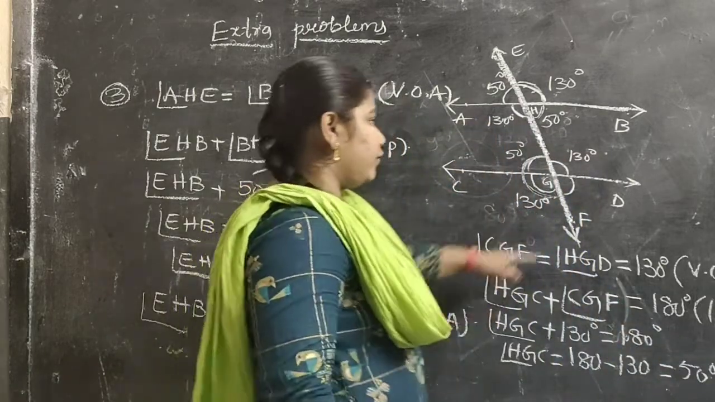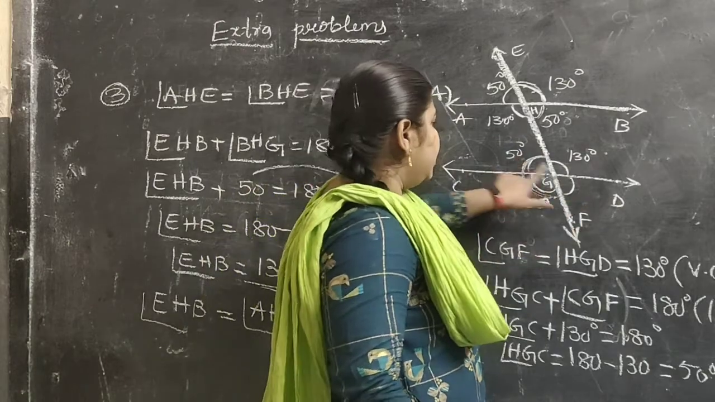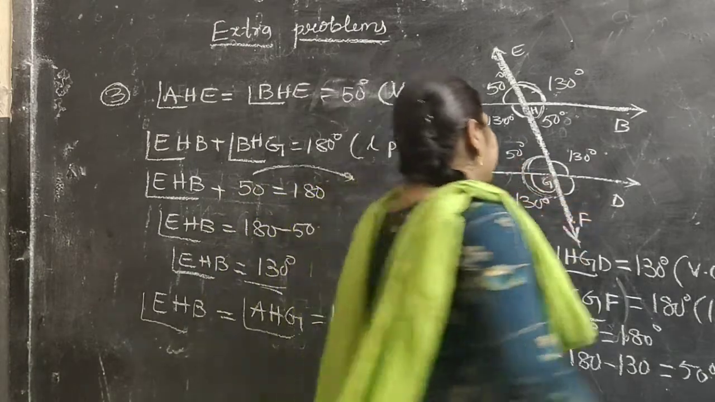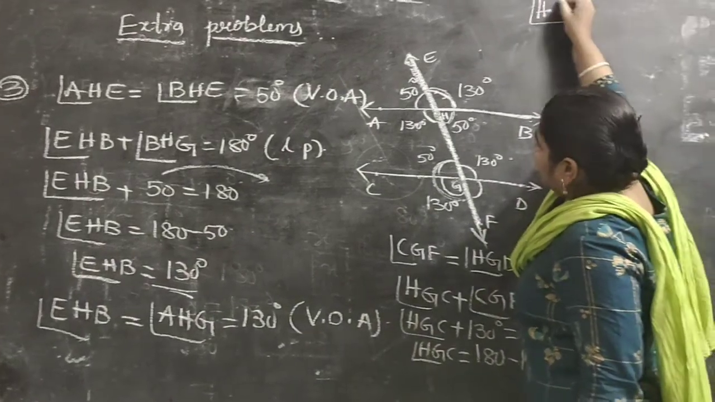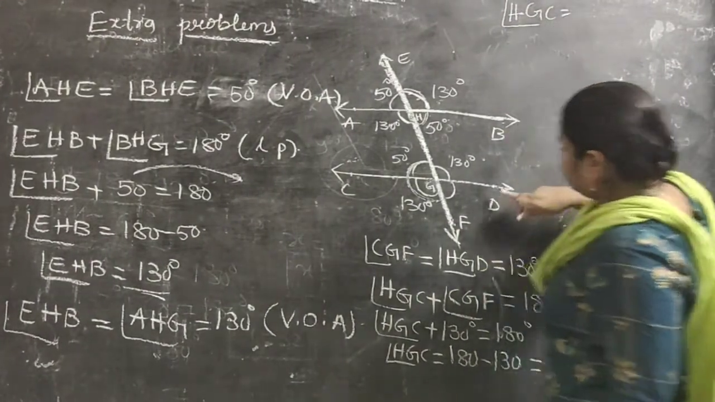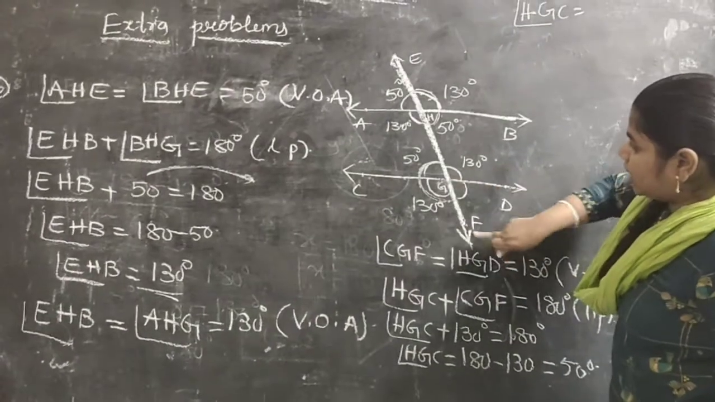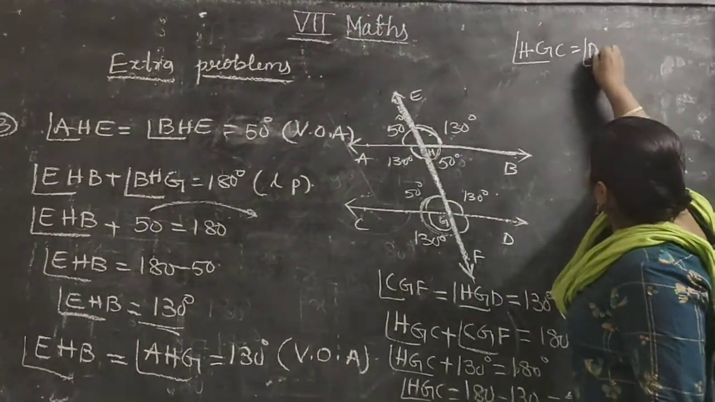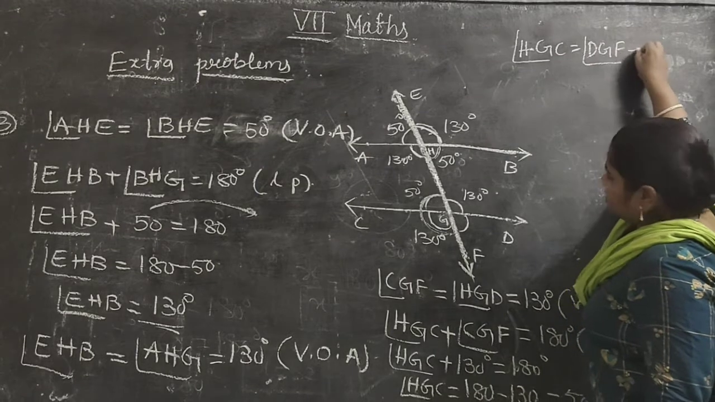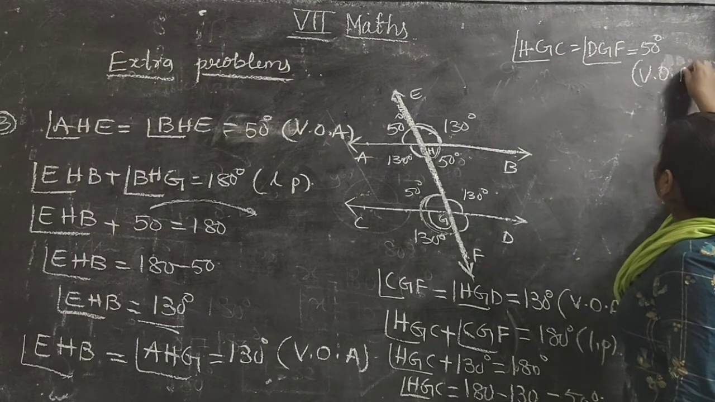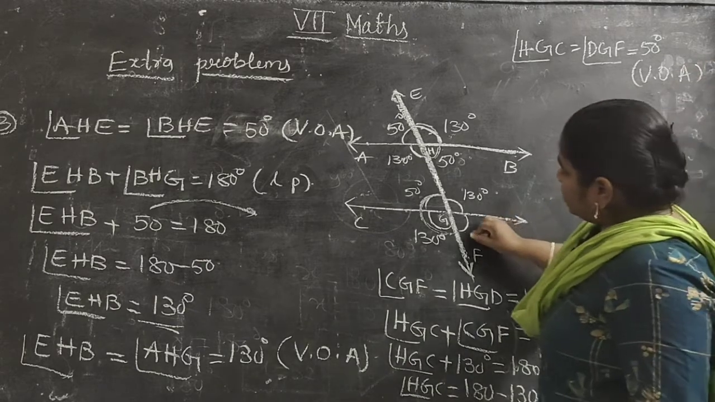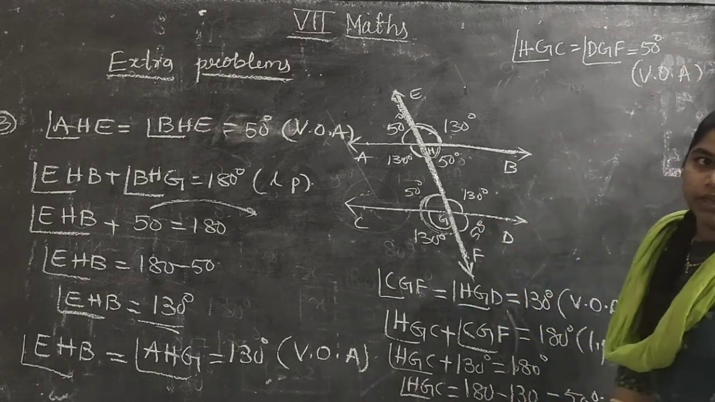Now which angle do we have to find? This angle we have to find. These two are vertically opposite angles. So you can write here angle HGC is equal to DGF is equal to how much? 50 degrees because they are vertically opposite angles. So this angle also you got as 50 degrees.